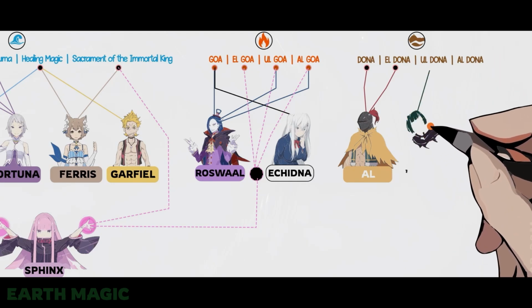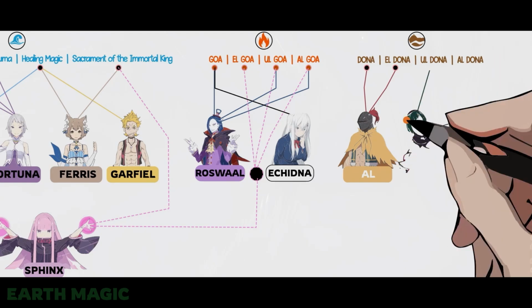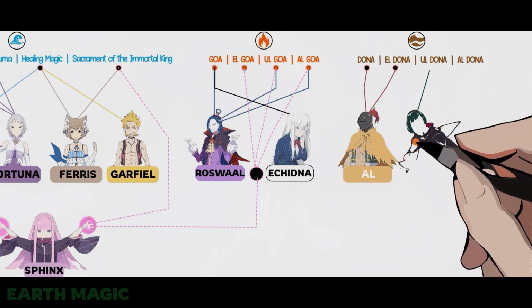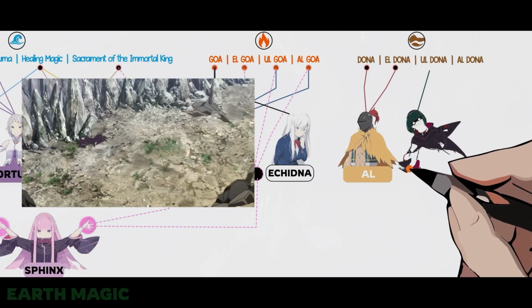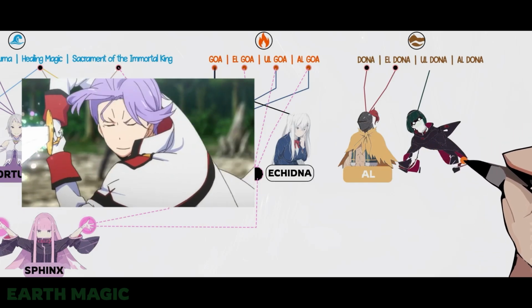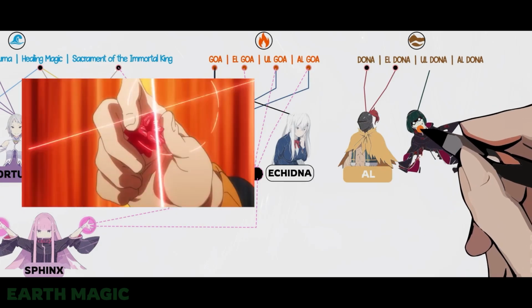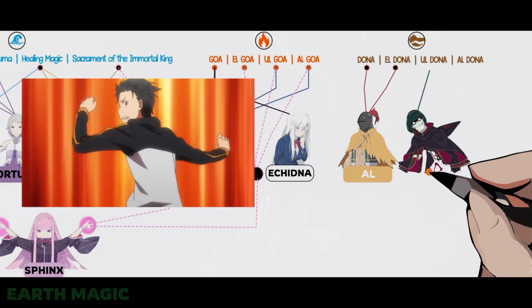Now let's move to Earth Magic. The most famous spell in this category is Dona. All can use Dona and its first variant, Eldona. Betelgeuse is shown to use Uldona. Otto can use all variants of the spell.